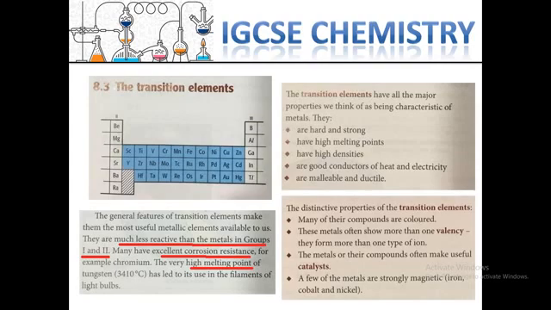There are some general properties for transition elements, and also some distinctive properties. As a general feature, transition elements are much less reactive than the metals in group 1 and 2, which we studied in the previous session, and they have excellent corrosion resistance like aluminum, and they have a high melting point also.